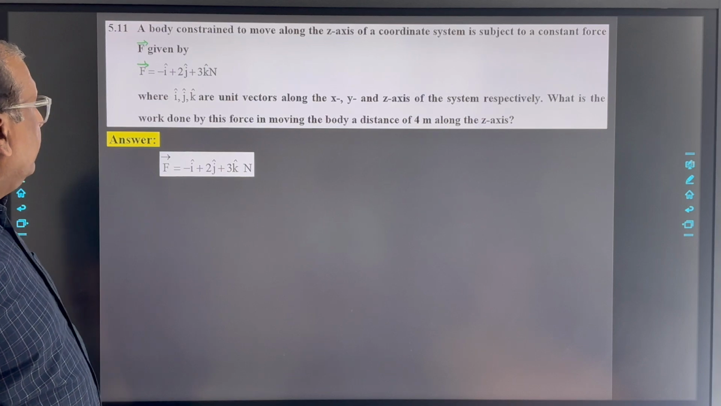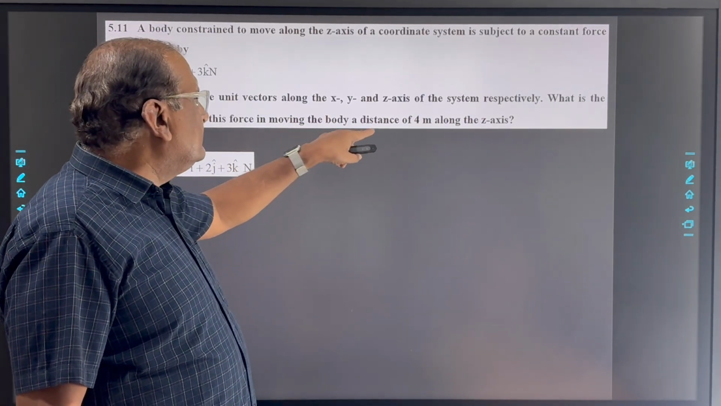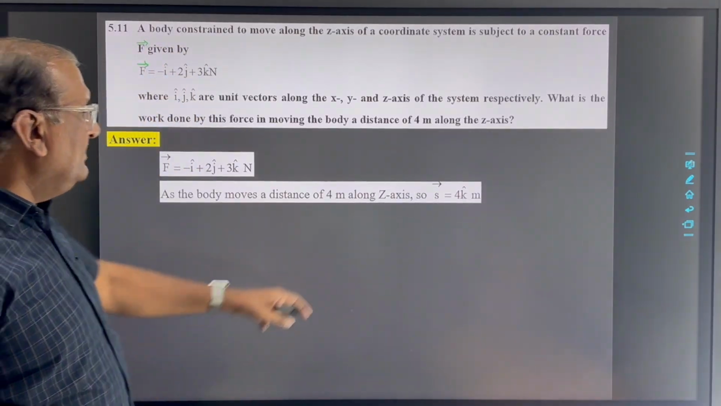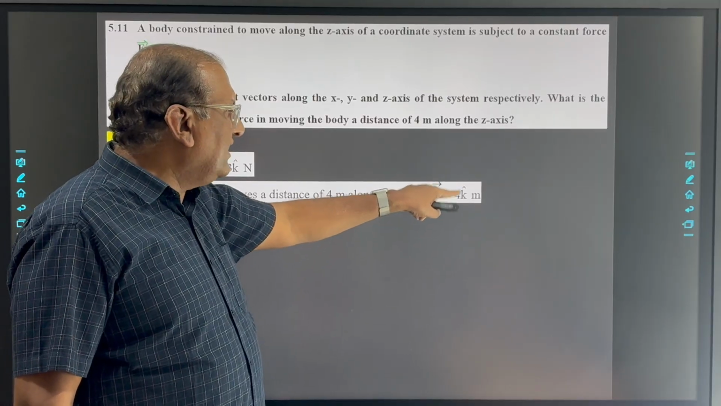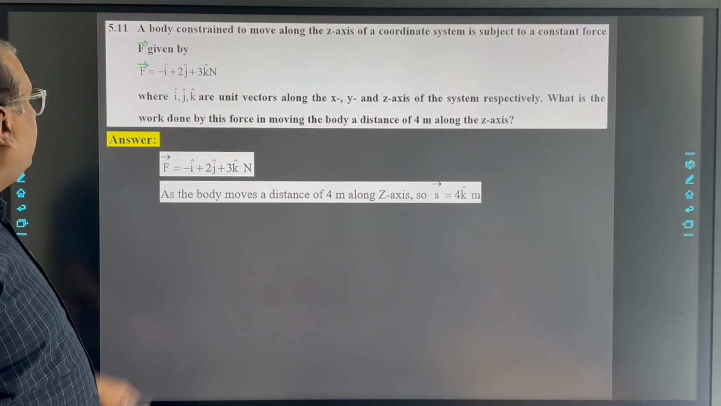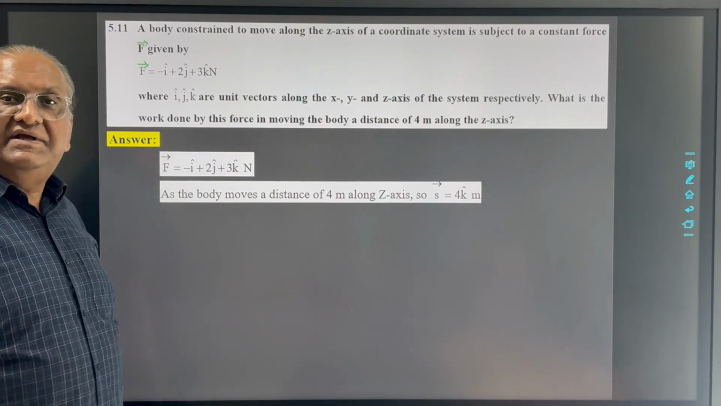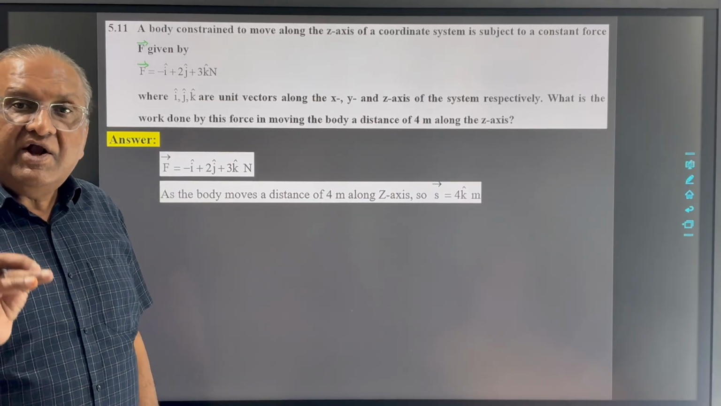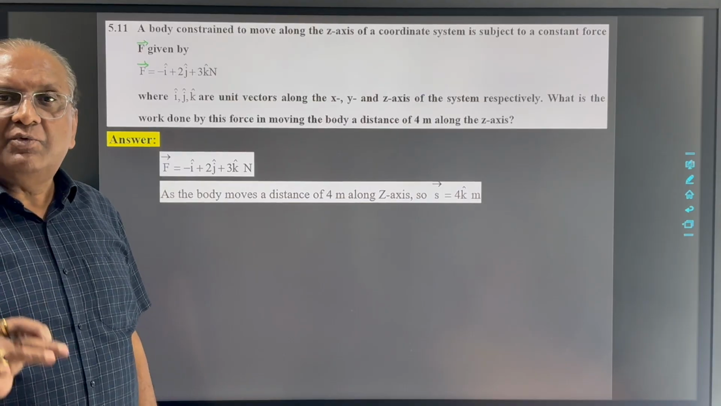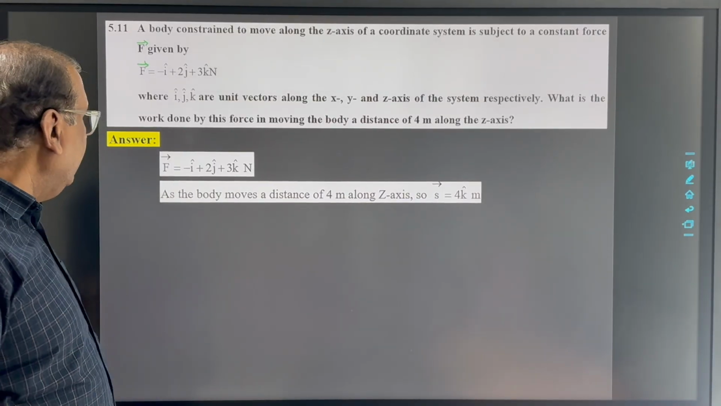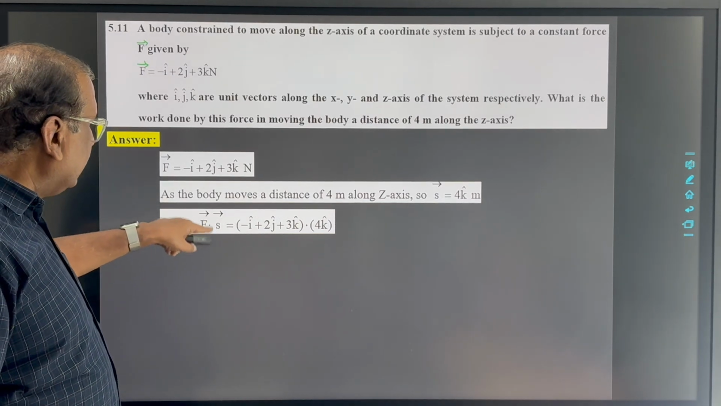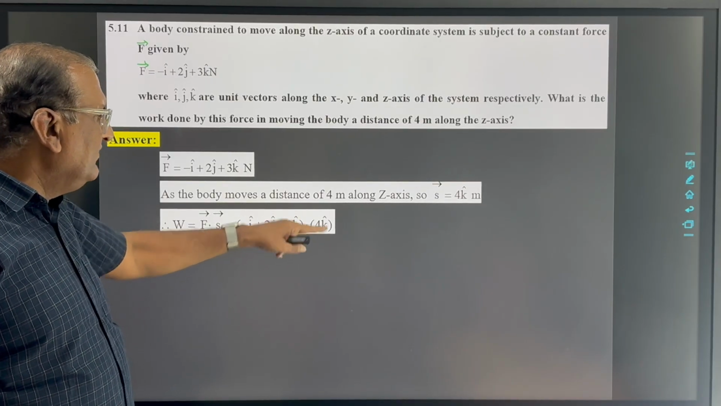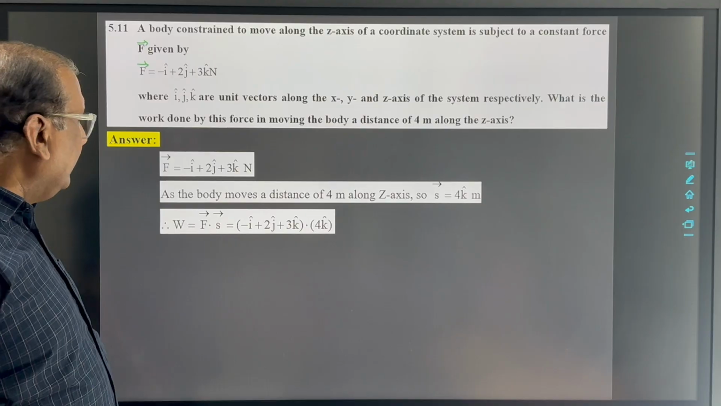Now see here, the force given to you is minus i caret plus 2j caret plus 3k caret Newton. Now here the body is moving by a distance of 4 meter along the z axis. So in this case our displacement vector is 4k caret meter. Now we want to calculate work done. In theory we studied that work done W is F dot S, the dot product of force and displacement. So W is F dot S, that is minus i caret plus 2j caret plus 3k caret dot 4k caret. Now simplify this one.